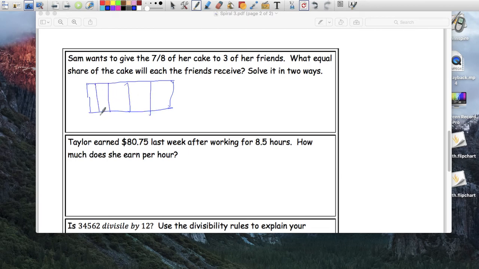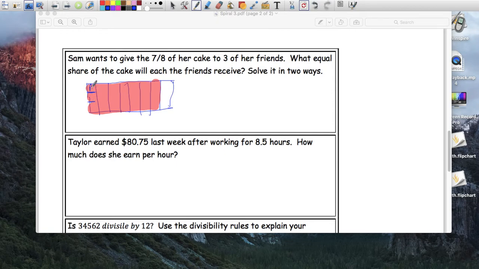Half, half, half, half, half, half. This is my 7/8. Shade up to 7 pieces. So I have 7 pieces and 3 people. Obviously that's not going to go evenly. So what I can do is take the first one, cut it into 3 parts.